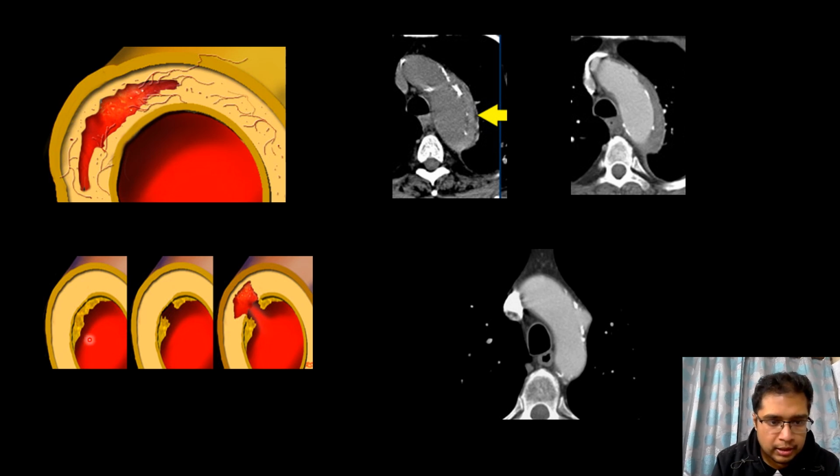So this is atherosclerotic plaque, and eventually it ulcerates. It causes ulceration of the intima and the blood goes into the media layer, and this is called a penetrating atherosclerotic ulcer. As we see here in this particular case, the intimal calcification is discontinuous here, along with some blood within the media. So this is the penetrating atherosclerotic ulcer, and this is intramural hematoma.